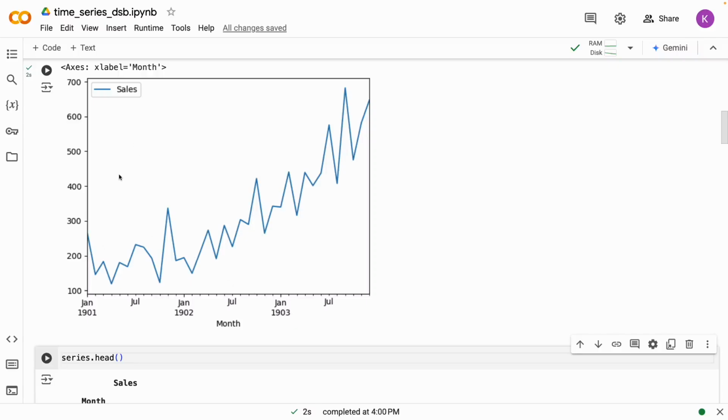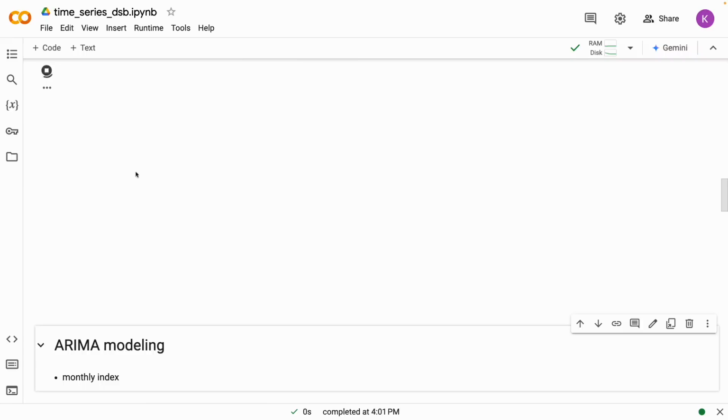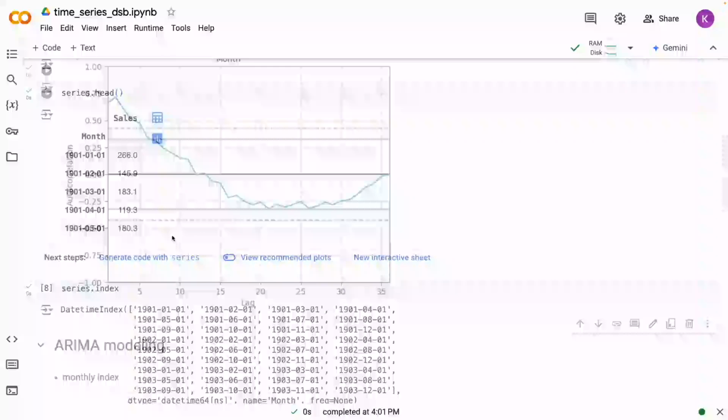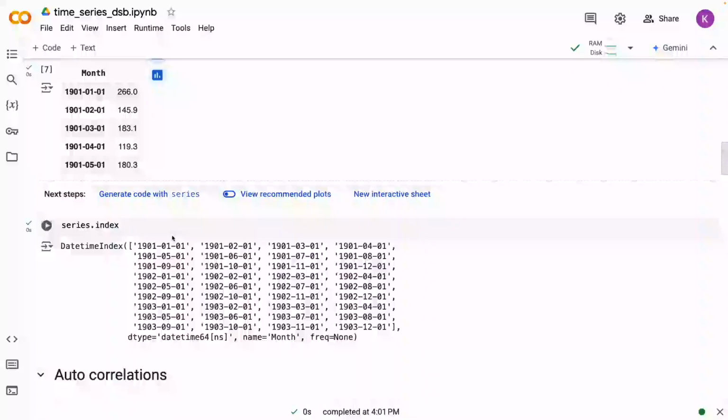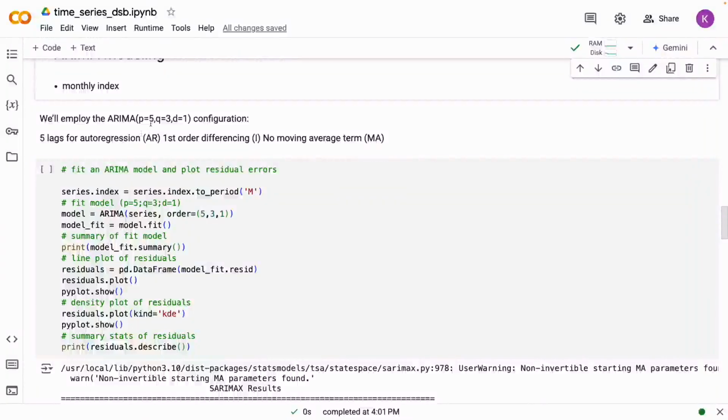The y-axis is the number of cells. You can clearly see that there is some seasonal pattern, and there is some trend displayed through this data set. First, just showing the autocorrelation plot that we were discussing. Here you can clearly see that this signal is a non-stationary signal, and here we are fitting an ARIMA model with p equal to 5, q equal to 3, and d equal to 1.